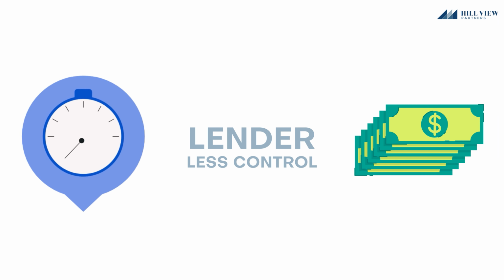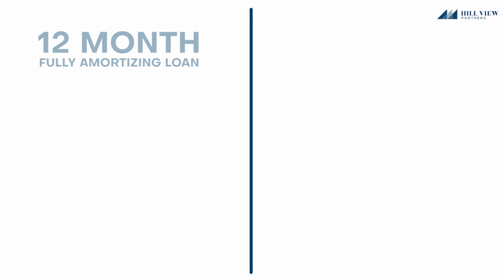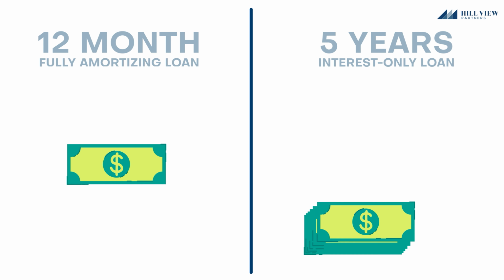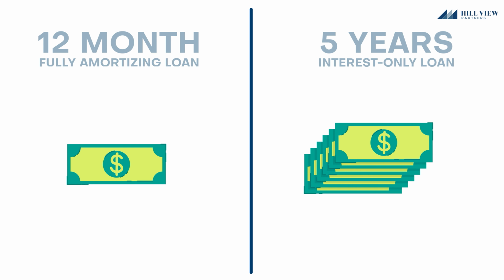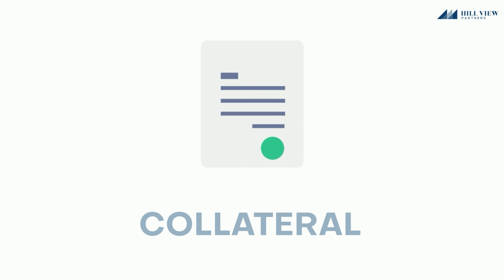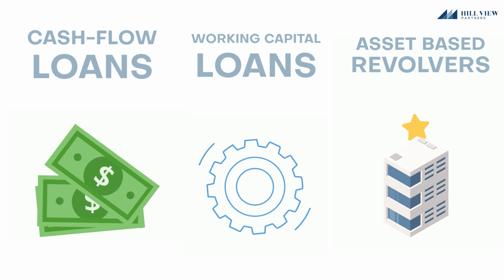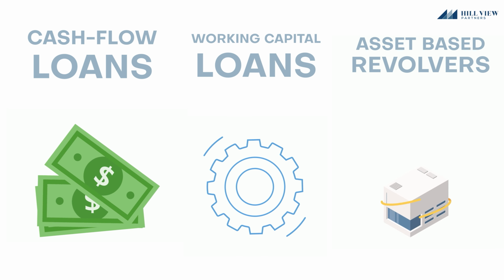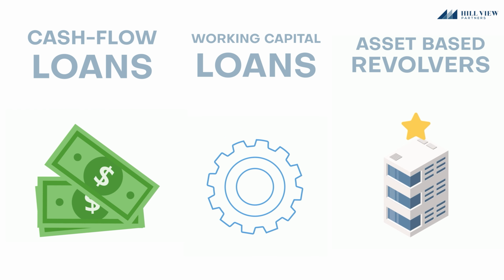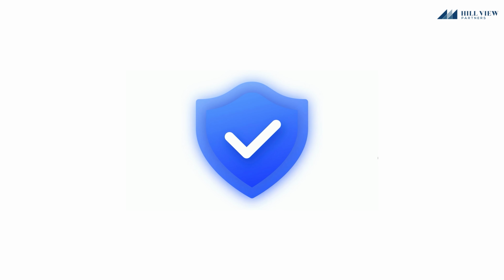If you said, I need capital, fully amortizing loan over 12 months, it's going to be a lot cheaper than I want an interest-only loan for 5 years, where the lender is carrying all of the risk throughout the duration of that. And that gets into the next topic of collateral. And so you'll hear cash flow loans, working capital loans, asset-based revolvers. There's all sorts of different types of structures of debt, but oftentimes what it boils down to is, what is the security? What is the collateral?